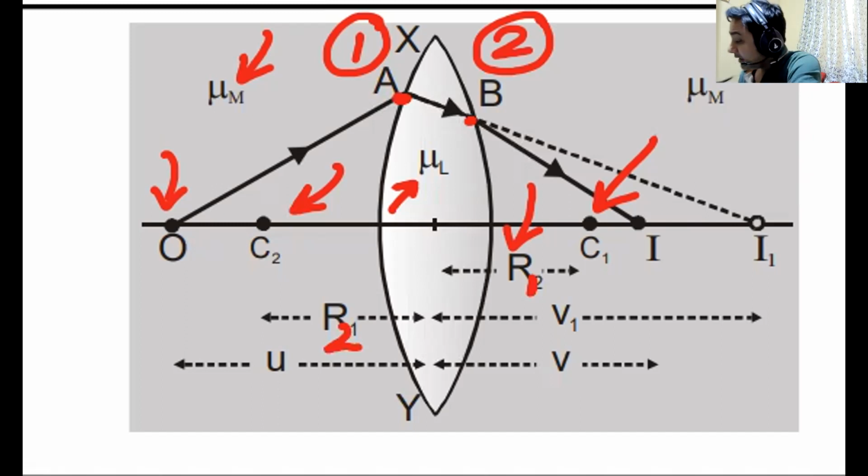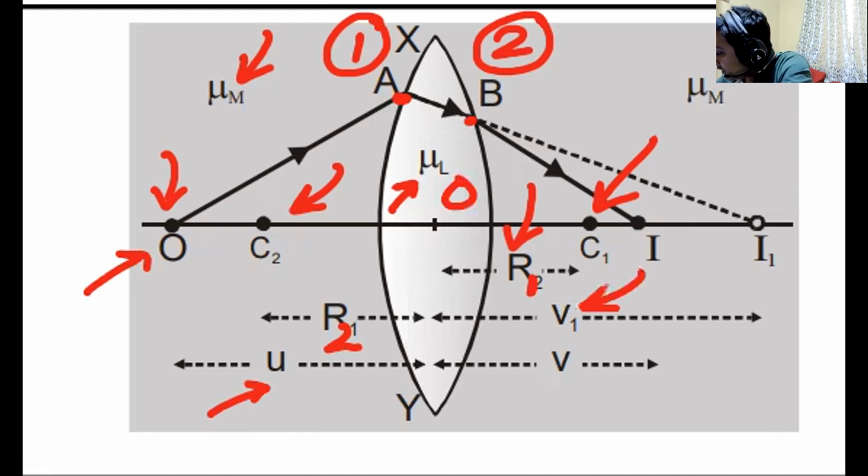Yes, sir. Then we have U, which is the distance of the object from the optical center. This point is the optical center O. Then we have V1. This V1 is the image formed by the first surface, which is written as I1. Do we see this, everyone? Yes, sir. So this object is placed at point O. O is the object. Through the first surface, image is formed. This image is I1. Can I have raised hands from everyone that we understand it?